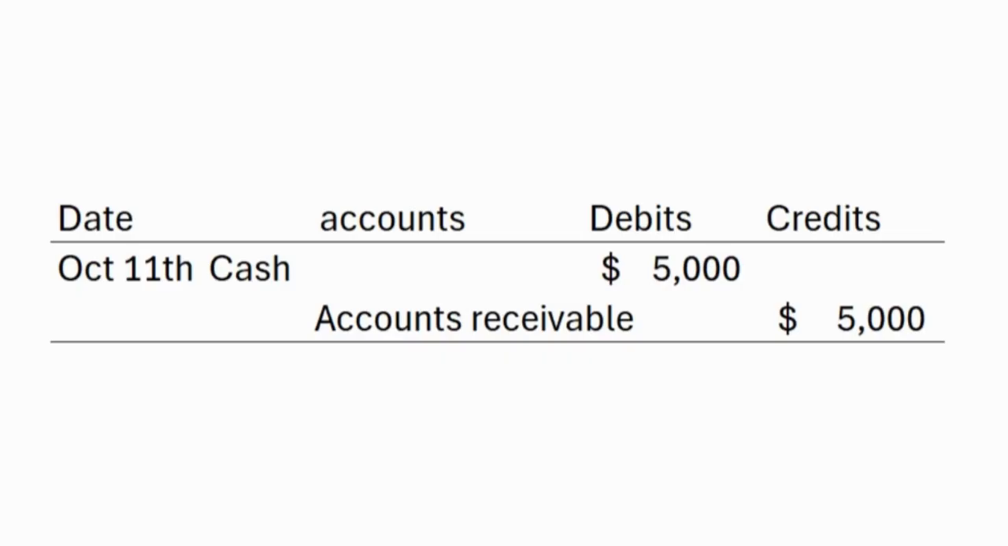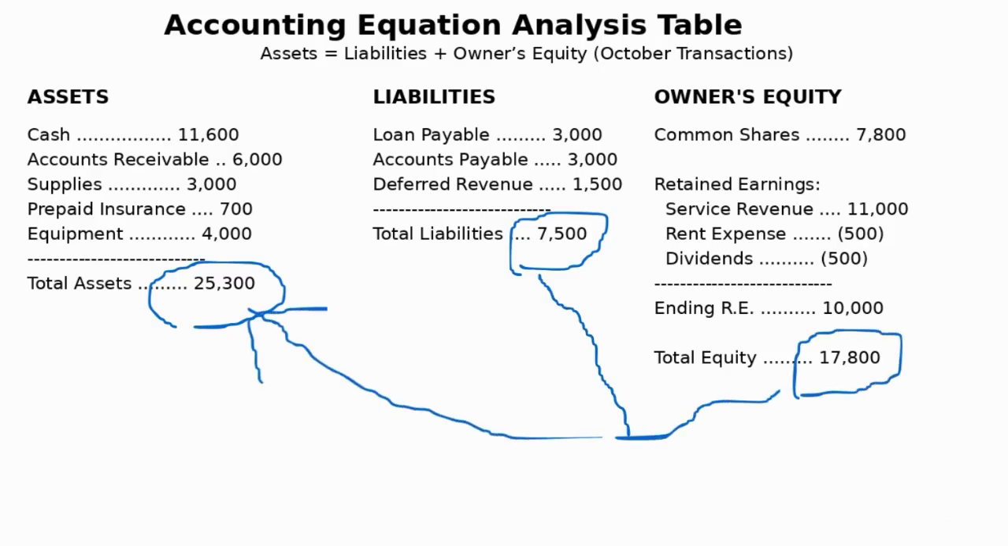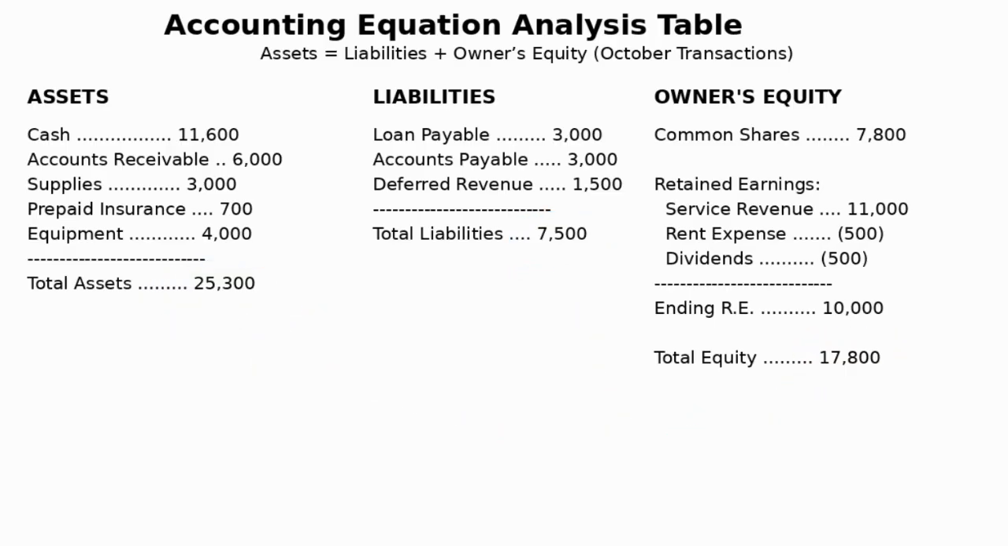If you got all of these correct, it means you have a solid understanding of this concept. In summary, you can see how debits and credits keep the accounting equation in balance. Total assets equals total liabilities plus owner's equity. The table shows that total assets of $25,300 are equal to total liabilities of $7,500 plus total equity of $17,800. This happens because every transaction affects at least two sides of the accounting equation.